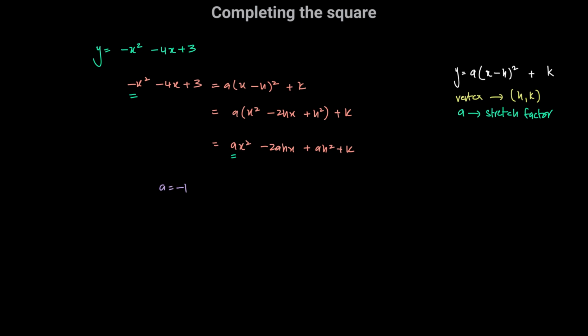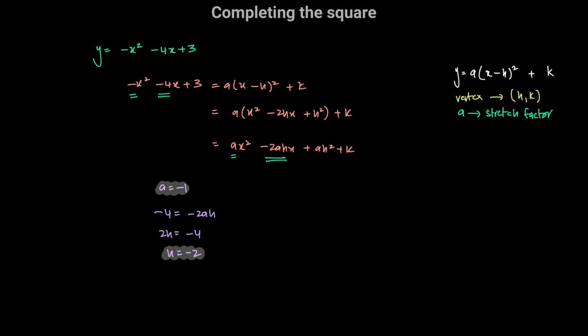Next, we can compare the coefficient of the x terms over here. So we can say over here that -4 is equal to -2ah. And over here, since a is equal to -1, we can say that -4 is equal to -2 times -1, so that's 2 times h. So we can say that 2h is equal to -4. And if we divide by 2 on both sides, we get h is equal to -2. So now we found the values of a and h.